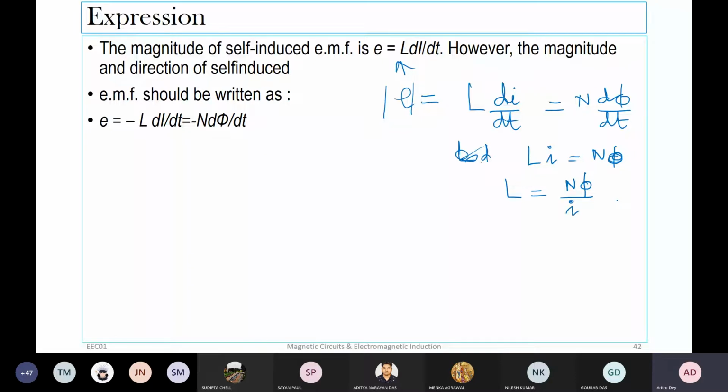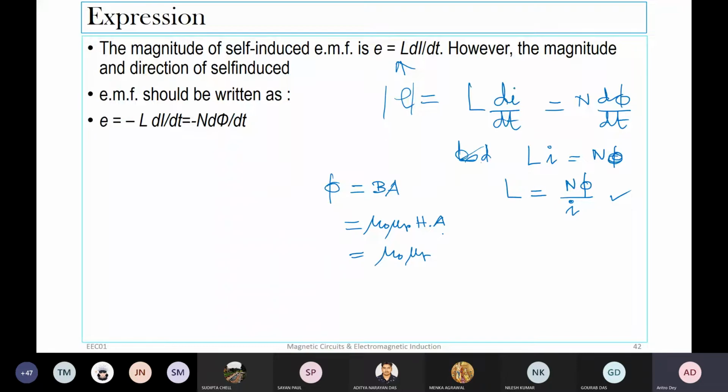Now what is our phi? If current I is flowing through it, if it is a magnetic circuit, we know that in a magnetic circuit, phi is equal to B into A. Agree? Already we have learned this in the magnetic circuit. Now what is B? B is equal to mu 0 mu R into H, right? Then what is our H? As per Ampere's circuital law, H is the magnetic field intensity or strength, which is equal to N i by L, where L is the length of the magnetic circuit.